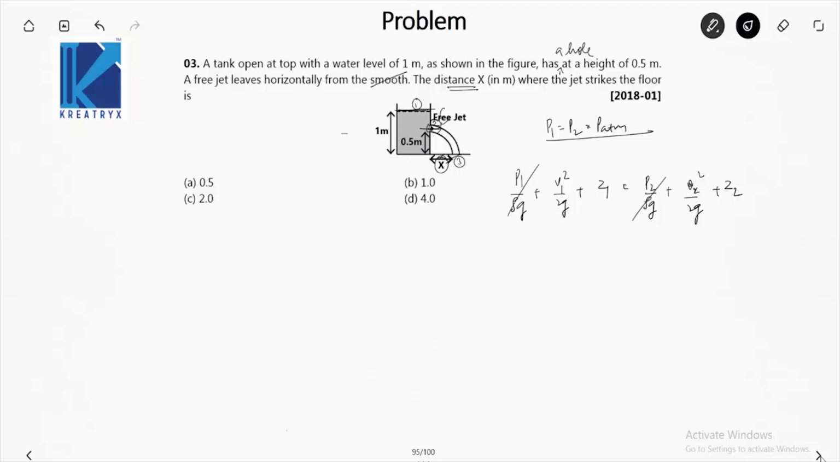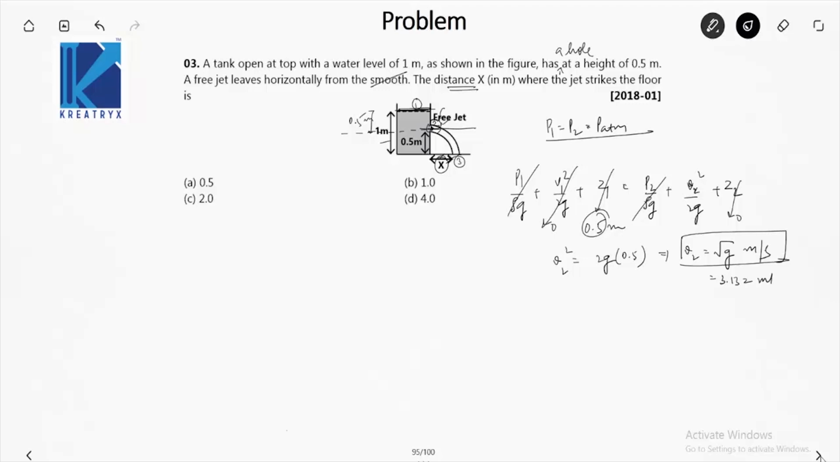Let me take Z2 as datum. So Z2 will be 0 and Z1 will be 0.5 meters, because this is 0.5 meters. Now V1 will also be 0 because the water here is still. So V2 square is equal to 2g times 0.5. That implies V2 will be equal to root g meter per second. Take care of the units. And that will be equal to 3.132 meter per second.